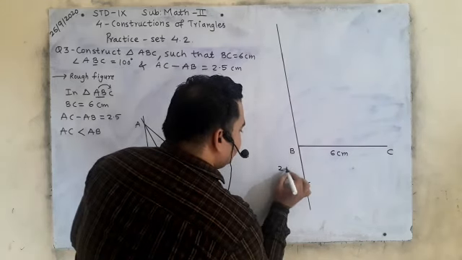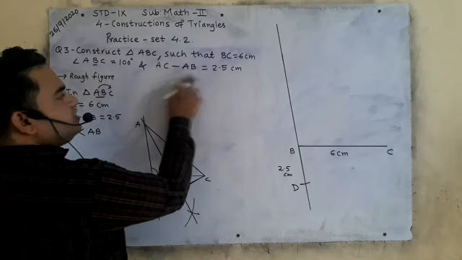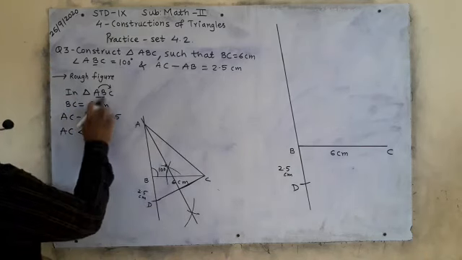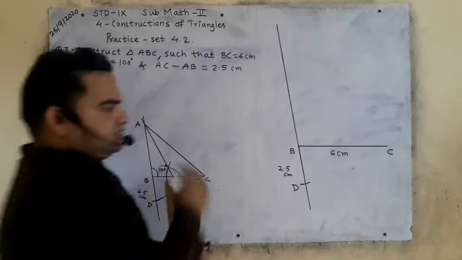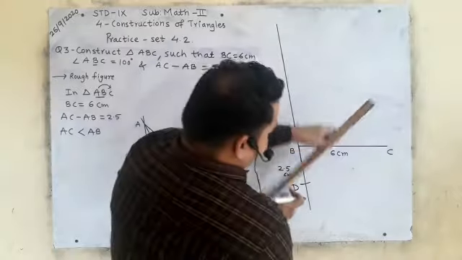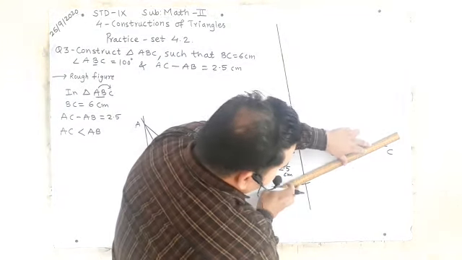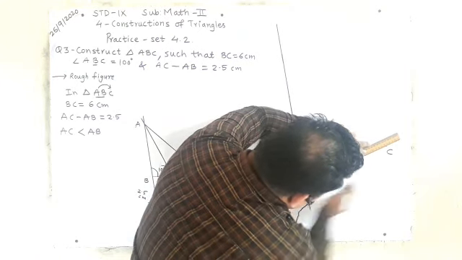D is 2.5 centimeters. Why have you taken it below? AC minus AB is not correct; AB minus AC should be there, because AB comes first, then BC, then AC. It is wrong, so what will you do? You will take this 2.5 below. Now I will join this arc and point C.